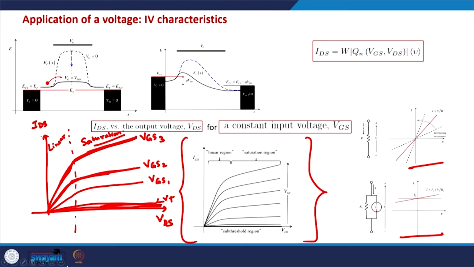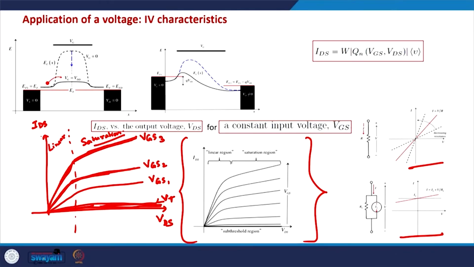Okay. And similarly, when VGS is less than VT and there is not enough charge in the channel to conduct the current, there is still a very small current if we apply a drain voltage, and that extremely small current falls in the third regime, which is known as the sub threshold regime. So, these are the three regimes of the output characteristics: linear regime, saturation regime, and the sub threshold regime.